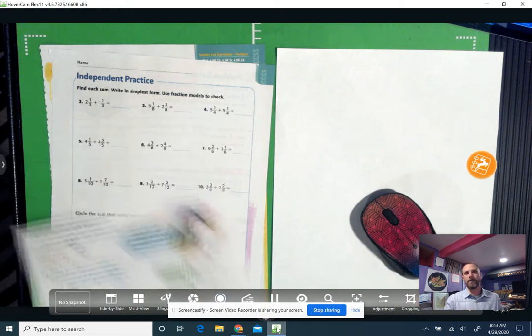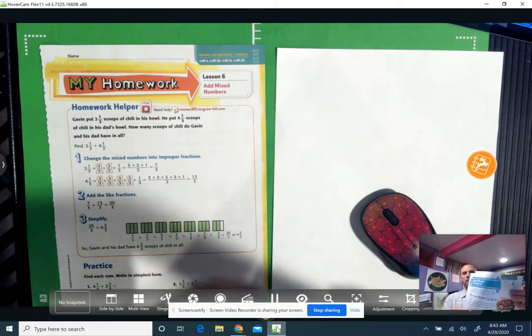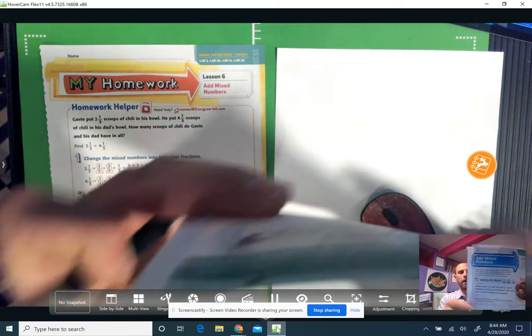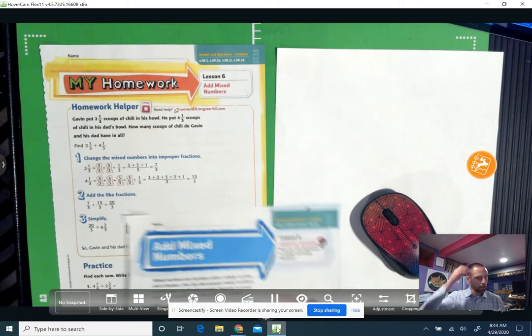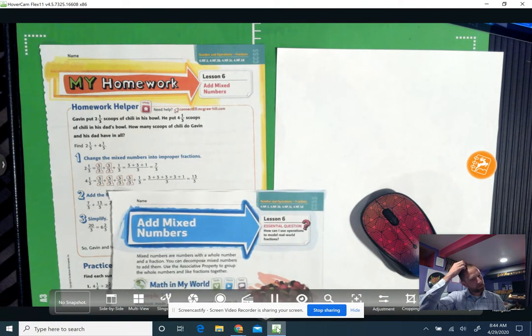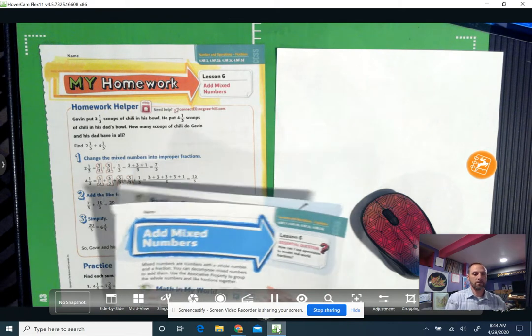Good morning. Today we are going to be adding mixed numbers. Okay, this is chapter 9, lesson 6. I will be doing this tutorial and Mrs. Smith will be making the subtracting mixed numbers tutorial.